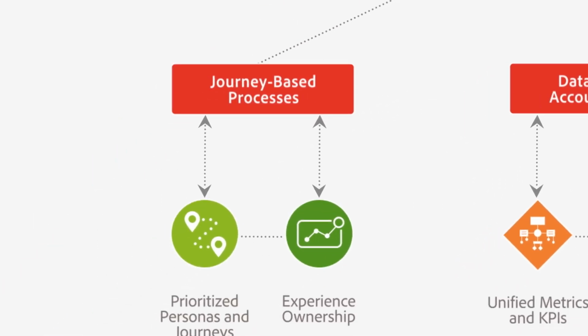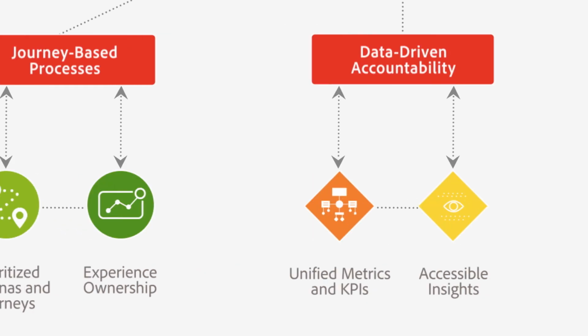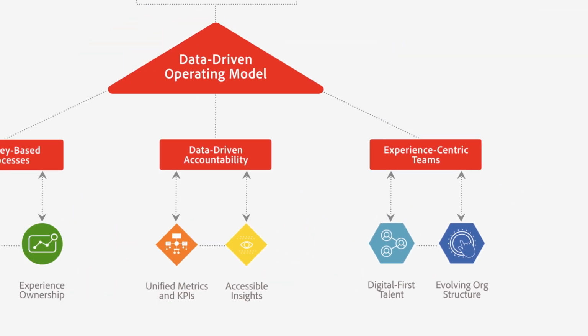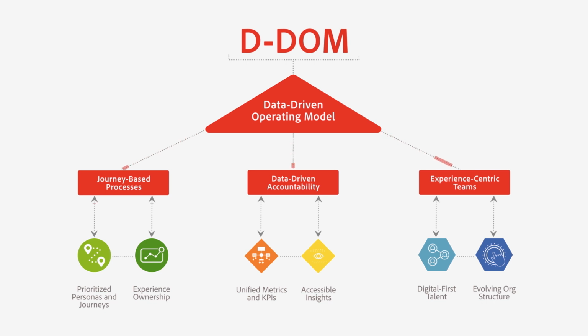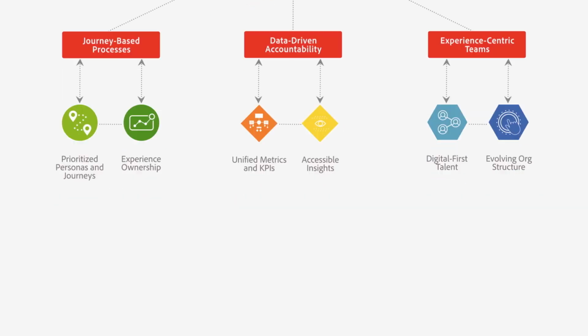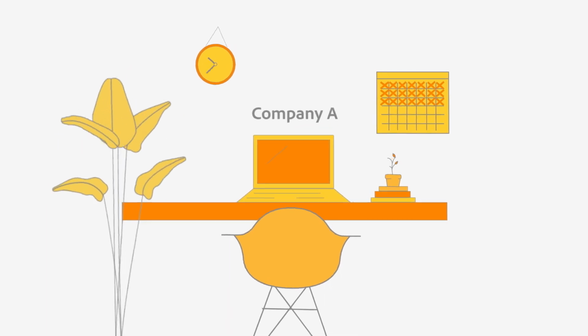So Company B maps out their customer journey, assigns KPIs to each step, reworks their org charts, and more importantly, delegates responsibilities from the executive team all the way down. With DDOM, their whole organization is now operating from a single source of truth. Let's see how the companies are doing a few quarters later.